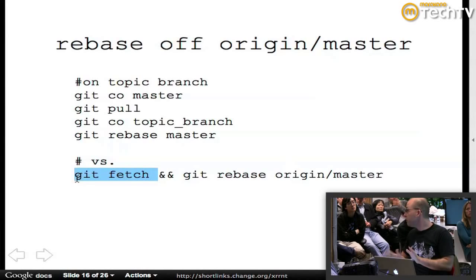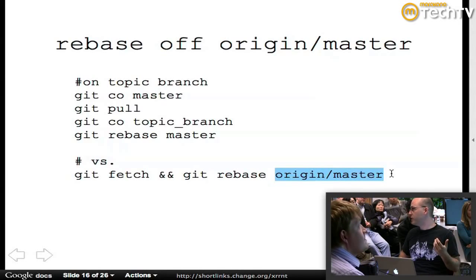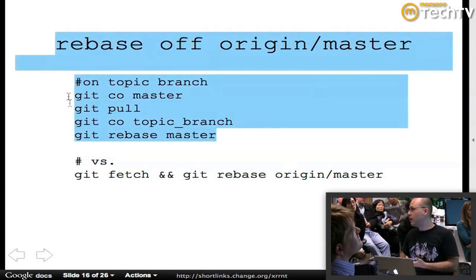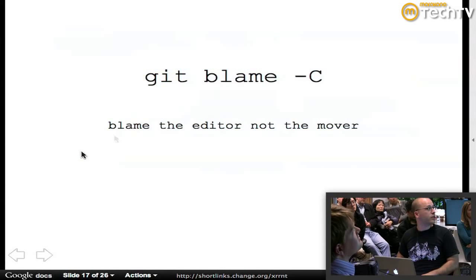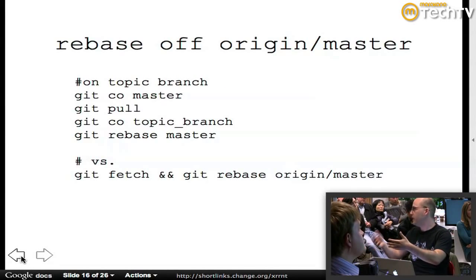It doesn't merge. It doesn't do any merging at all. It just pulls down the data that you don't have from your remote repositories, updating your local origin master, which is kept at the same state as the master branch on the origin server or remote repository, and then you rebase off that branch. So you don't have to modify your local copy of master if you just want to do a quick rebase off of where your team's master is.